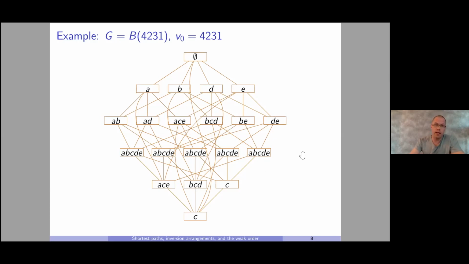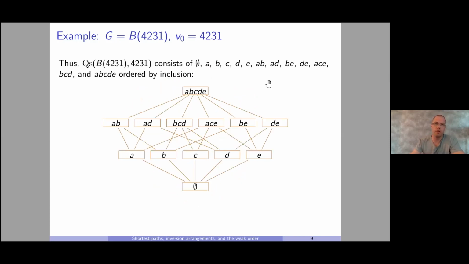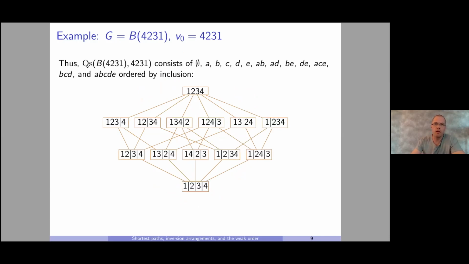You collect the sets that you have. Here is the list, and you order them by inclusion. So this is the quickstep poset corresponding to this particular graph. And of course, you may recognize this poset. If I change the labels to some partitions, then this is the example we had before. So this is the lattice of flats of the corresponding permutation that we started with.